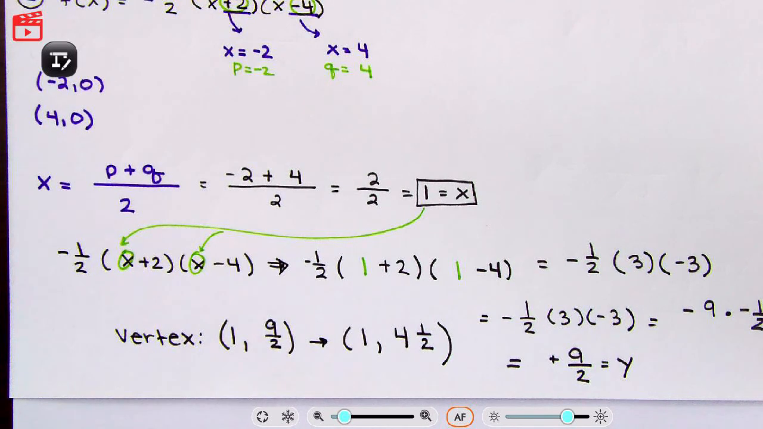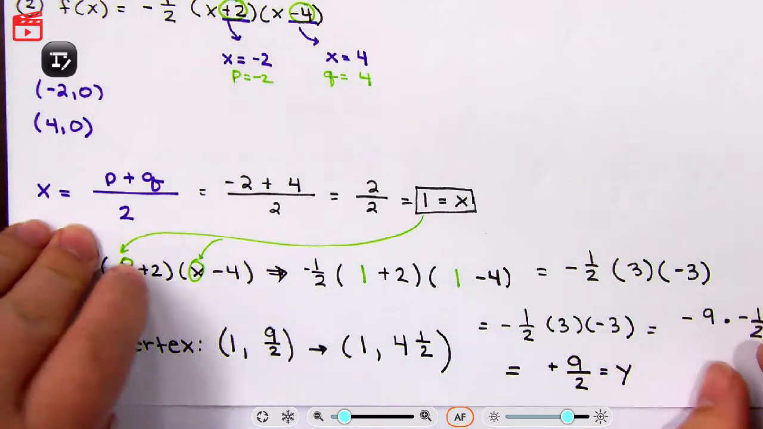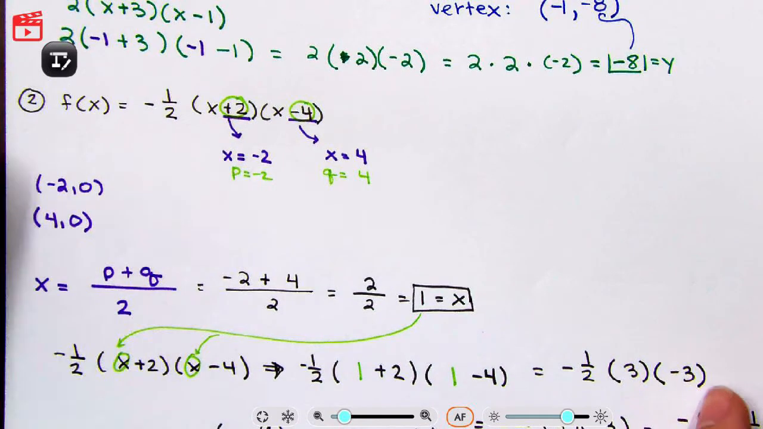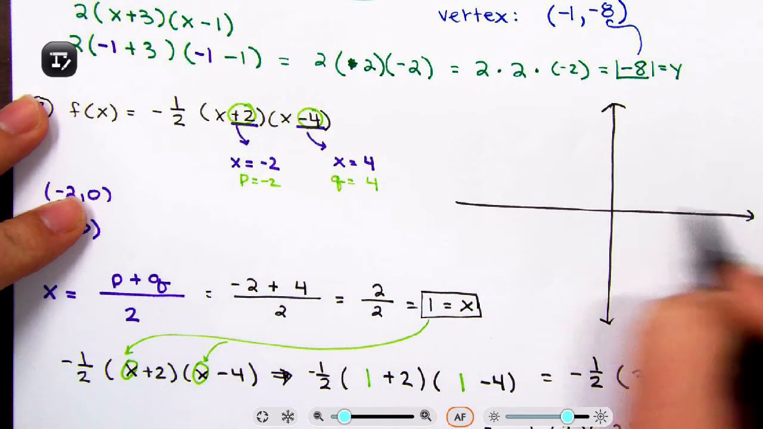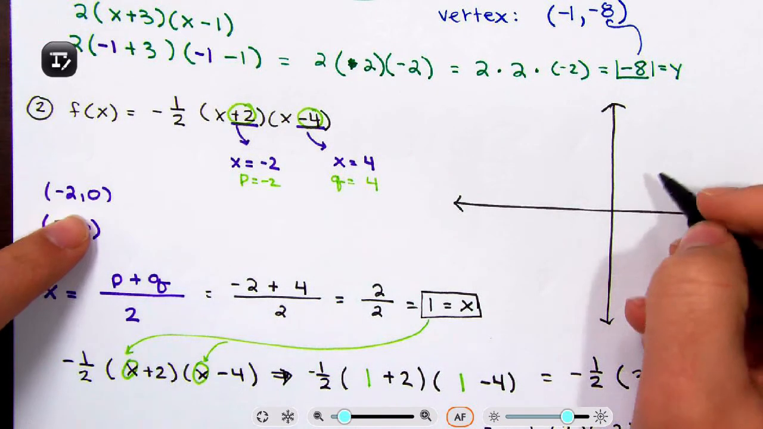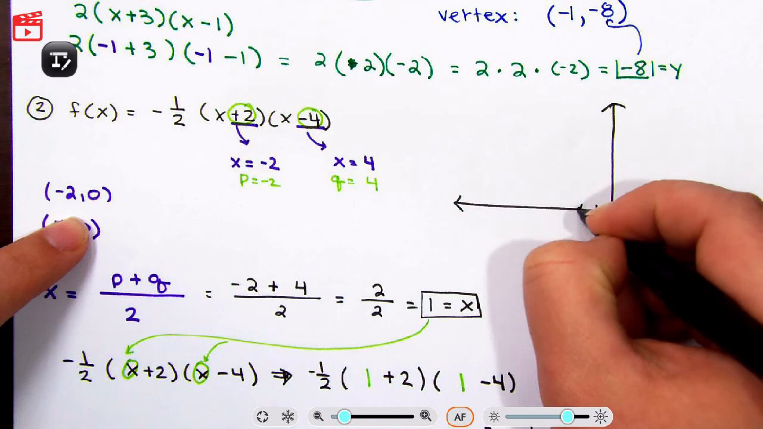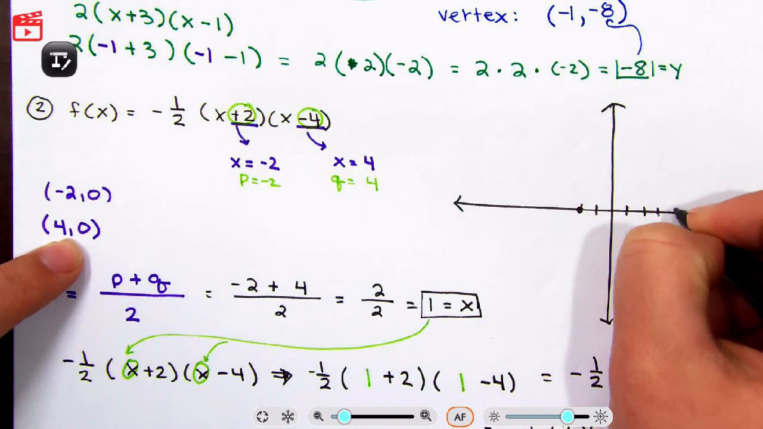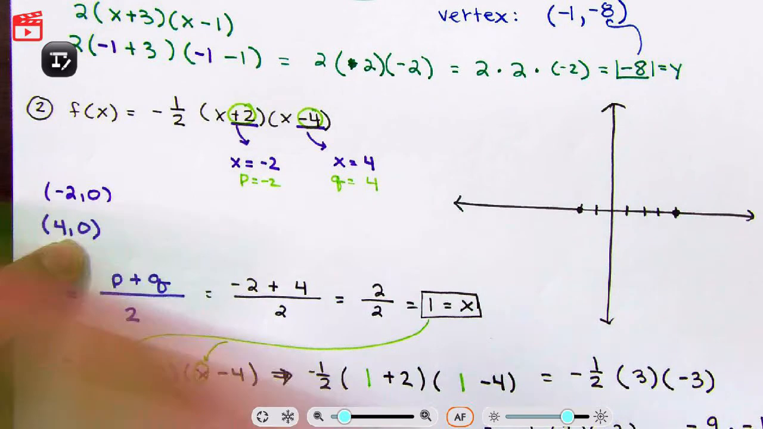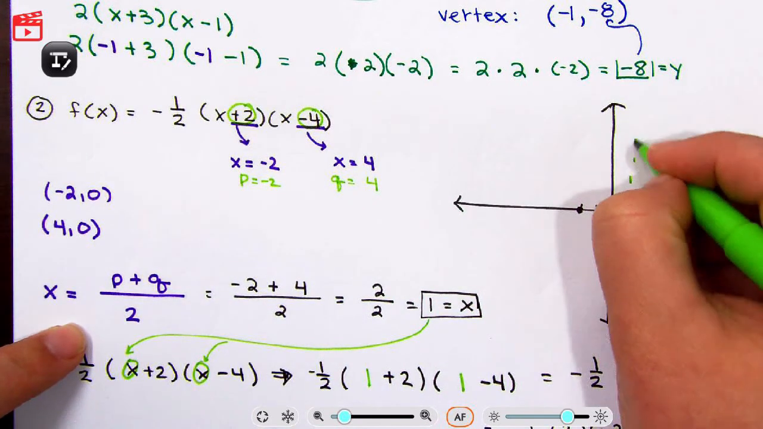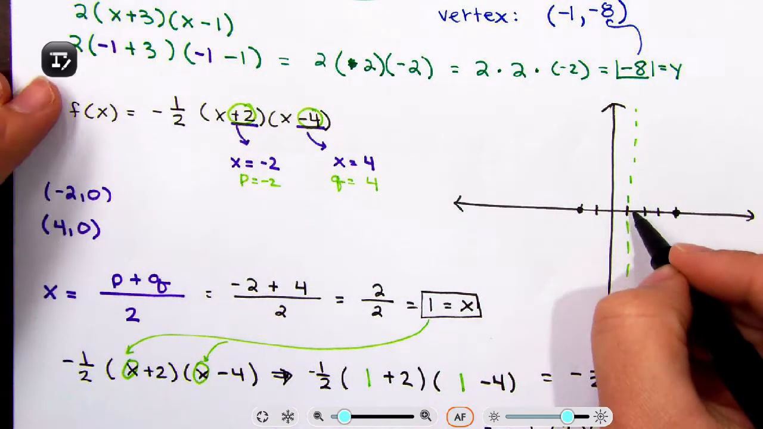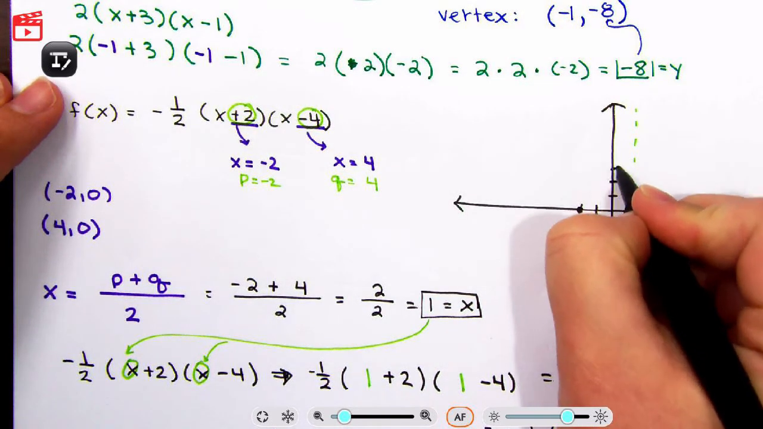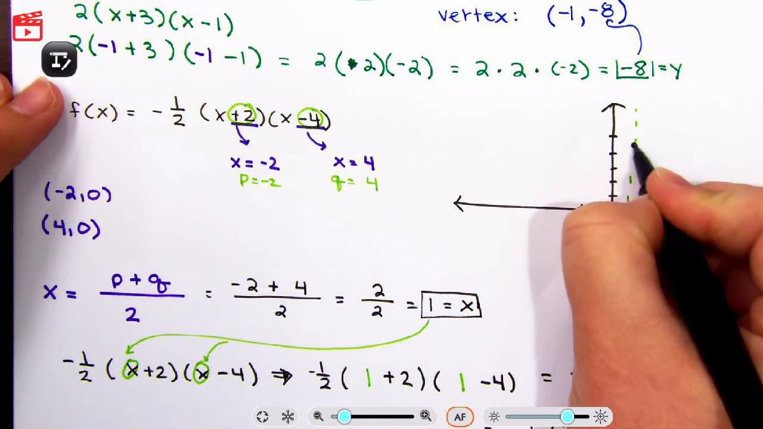That's all we need. Here's some space here, so I'm going to shift this down. Alrighty, so let's start with our 2 x-intercepts. I have an intercept at -2. I have an intercept at 1, 2, 3, +4. My axis of symmetry is at 1, so here's 1. And my vertex point was at 1 and 4.5. So here's 1, 2, 3, 4, 5. So 4.5 is about here.